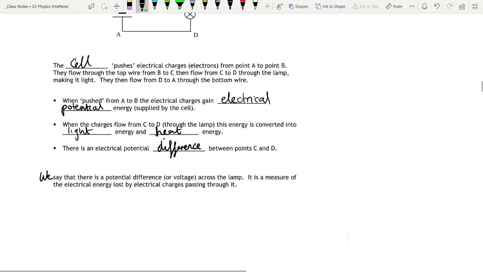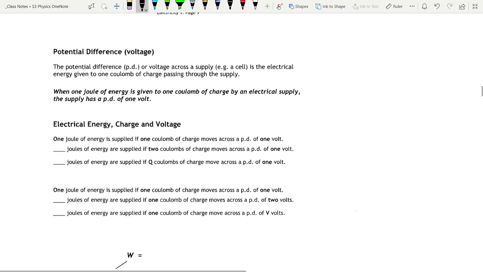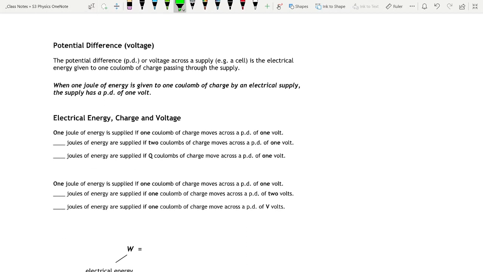Okay. So, potential difference, again, we've got another definition here. The potential difference or voltage across the supply is the electrical energy given to 1 coulomb of charge passing through the supply. So, I want you to highlight that. And when 1 joule of energy is given to 1 coulomb of charge by an electrical supply, the supply has a potential difference of 1 volt. So that top one is the definition there that quite often gets asked.